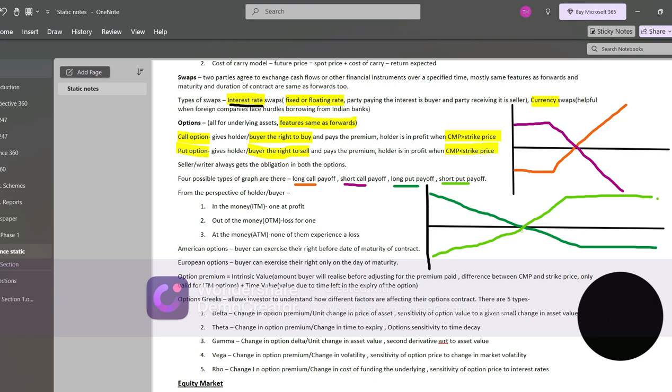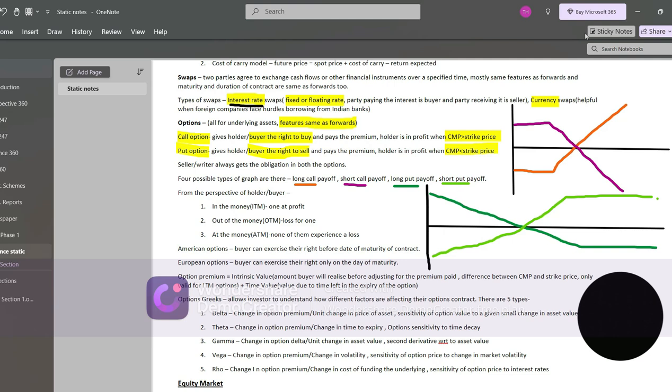Long put payoff means the buyer of the put option will be in profit. When will the buyer of the put option be in profit? The buyer of a put option basically sells the commodity, sells the asset. So that person will be in profit when the current market price goes lower.